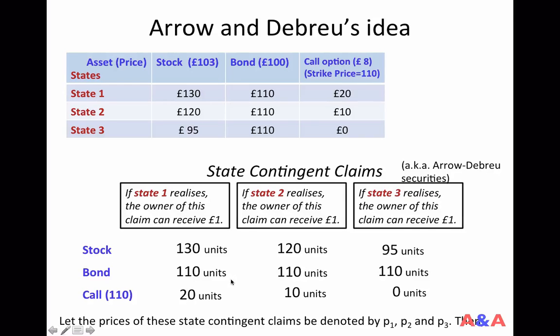So let's denote the prices of these state contingent claims by P1, P2, and P3. By the way, the price of a state contingent claim can be simply called the state price. So P1 is the price of the state 1 contingent claim, simply called the state 1 price. Similarly, P2 is just the state 2 price, the price of the state 2 contingent claim. P3 is the state 3 price. Okay, so let's derive these state prices P1, P2, and P3.